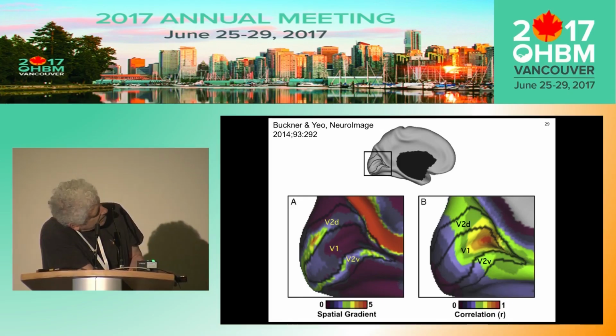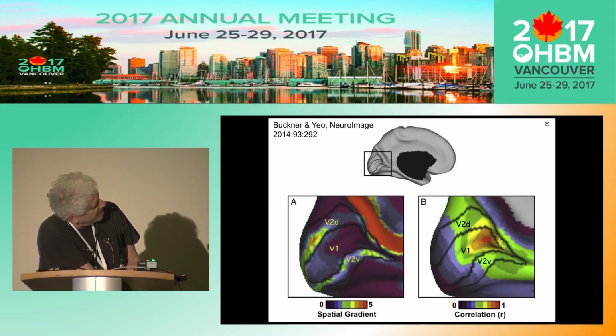On the other hand, if you do seed-based mapping, I don't see the seed here just because of my angle, but here's the seed. The functional connectivity does not look like this. It looks like this. In other words, it's strong here, it crosses the V1, V2 boundary more or less equally, and then moves weaker and weaker this way.